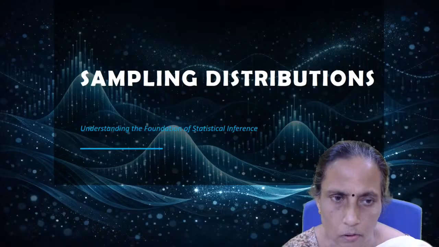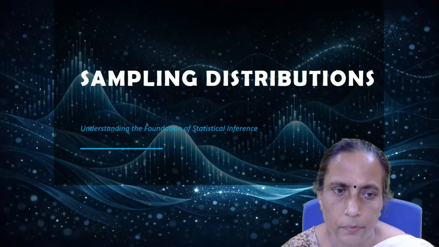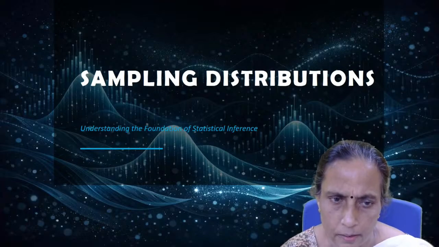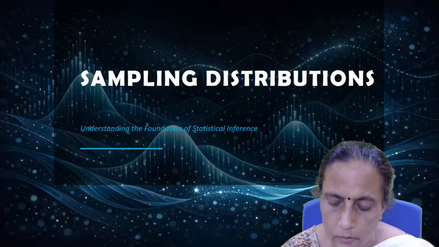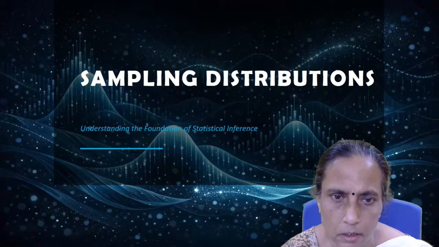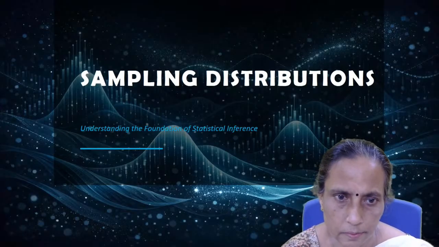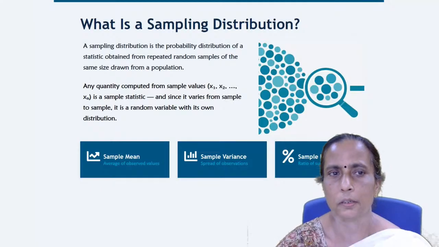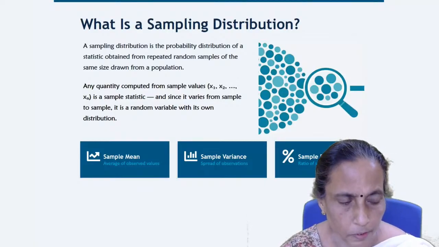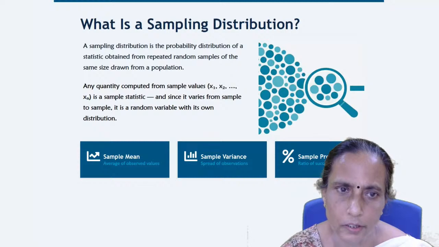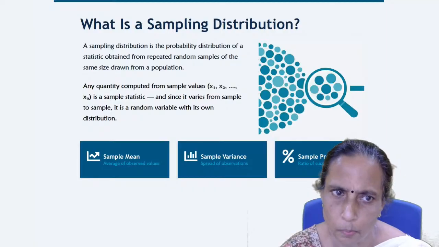Suppose we have drawn repeated samples, then based on their pattern, we look at how the parameters, the mean or the variance of the sample, will be distributed. So, what exactly is a sampling distribution? It is the probability distribution of a statistic obtained from repeated samples of the same size drawn from a population. So, we are drawing repeated samples from a population.